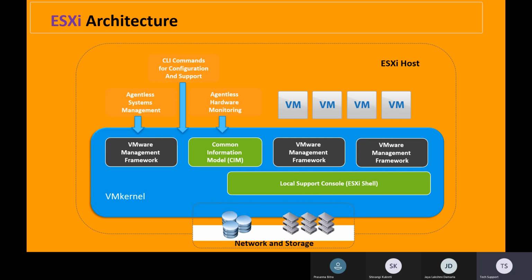Similarly, to access the ESXi server command line, if you want to access terminal mode or command mode, the method is the local support console, which is ESXi shell. So the ESXi shell's purpose is that it allows you to connect to the VM kernel. Okay, and there is another point, the VMware management framework.